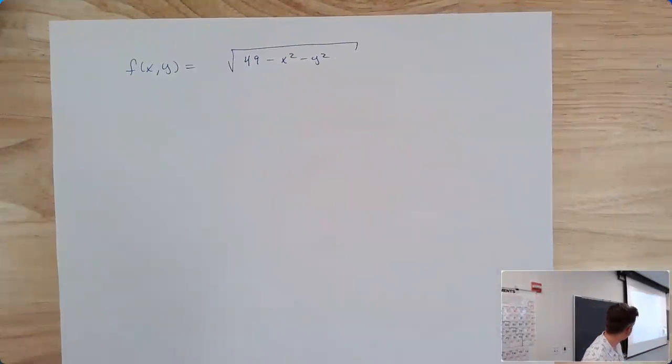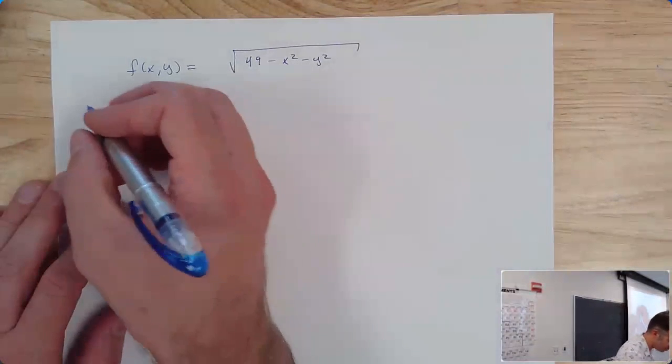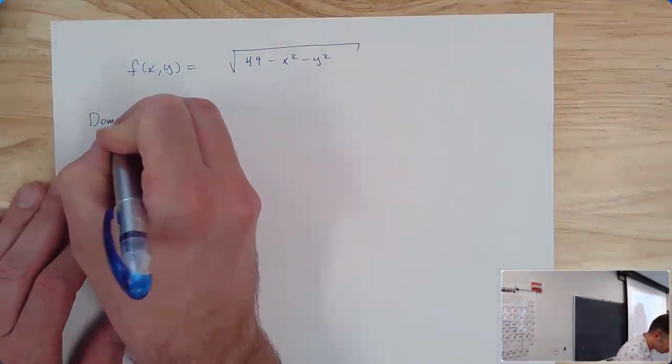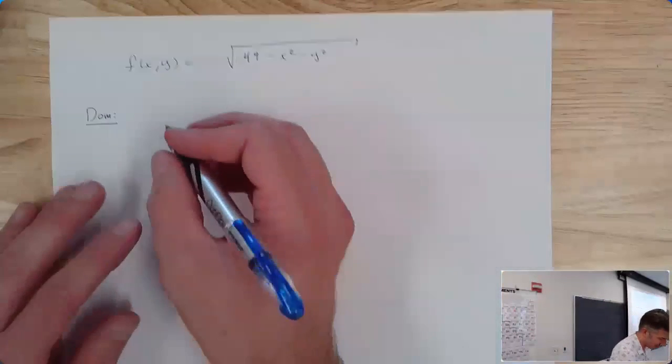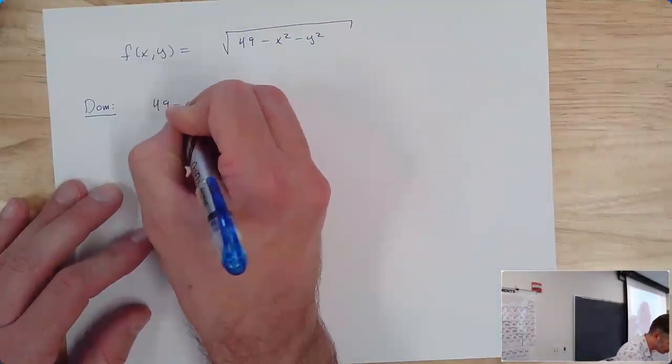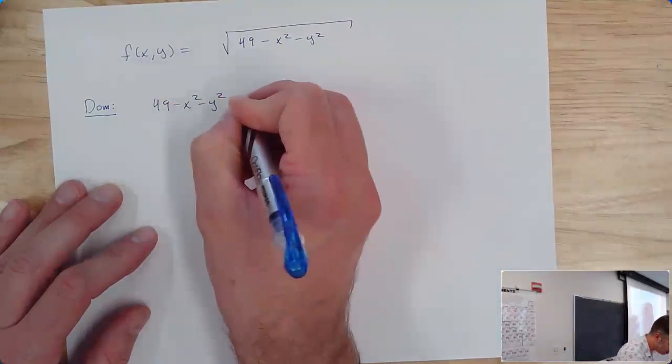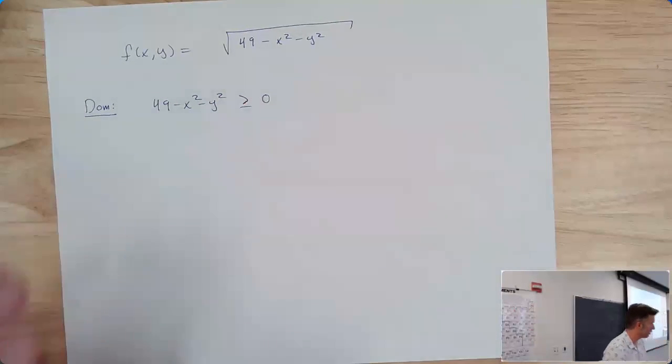Square root of 49 minus x squared minus y squared. Same flavor, right? This is very, very similar to what we just did. So if I'm thinking starting domain, I'm starting with my usual square root issue, which is that the argument of the square root had better be greater than or equal to 0.